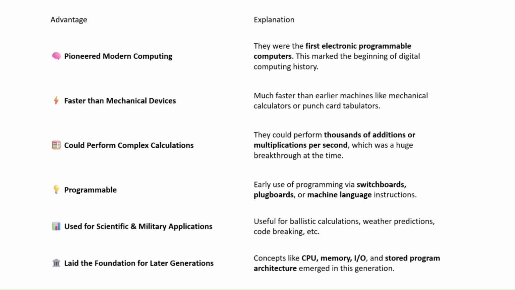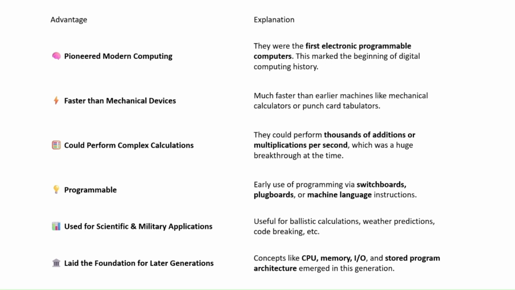Moving forward, we have advantages. The first advantage is that they were pioneers of the modern computer. They were the first electronic programmable computers. This marked the beginning of digital computing history, and indeed the first digital computer is a great ancestor of today's modern computer. They were also faster than mechanical devices, much faster than earlier machines like mechanical calculators or punch card tabulators. They could perform complex calculations, thousands of additions or multiplications per second, which was a huge breakthrough at that time.